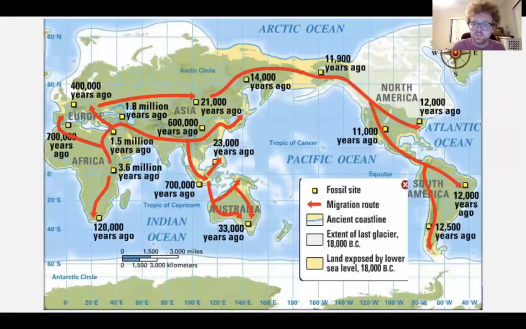And this is just a map. You might have seen it in Human Geo, anything like that. This is basically estimates of when humans migrated where. By about 12,000 years ago, we have humans settling all the way down here in South America. They're moving across the Bering Strait right here down into North and South America.